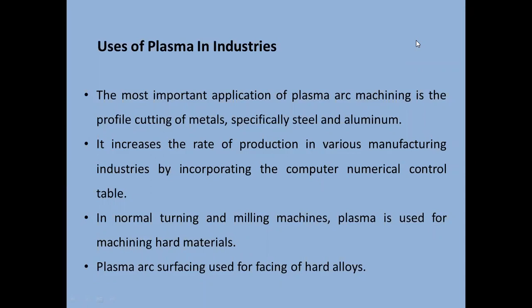our emblem making. You can take, see, we'll be having some shield like profile, right? That kind of cuts can be easily made by employing plasma arc machining, particularly for steel and aluminum materials. This plasma arc machining can be highly applicable. It increases the rate of production in various manufacturing industries by incorporating the computer numerical control table. See, with the help of CNC control.